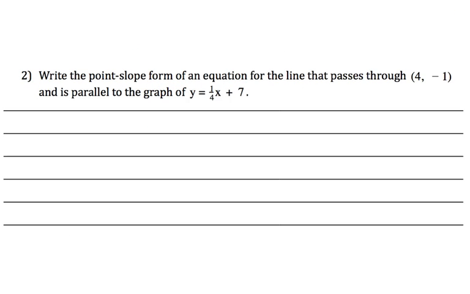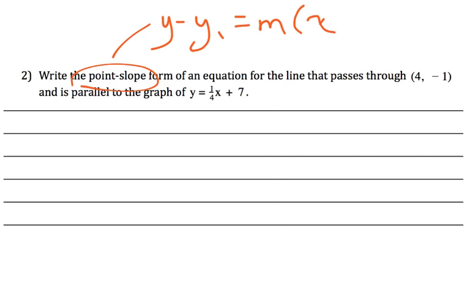You can re-watch this, and you can try to do this one on your own if you'd like, because it's kind of the same, but instead you'll have to use point-slope form. I'm going to walk through this. You can pause it and try it on your own. I'm not going to go crazy fast since this is somewhat new in its presentation. So write the point-slope form of an equation for the line that passes through (4, -1).